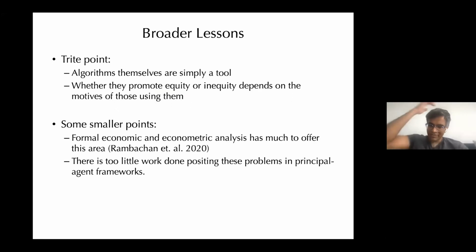So let me conclude these three stories by talking about a few broader lessons. The trite point I want to make that underlies all of these is that algorithms themselves are simply a tool. Whether they promote equity or inequity depends on the motives of those using them. And I hope that's the image: it can go very bad, as you saw in the racial bias healthcare algorithm. That is 100 million patients who are really screwed at scale. It's not a good situation, but it could also go very well, as you saw in the last thing. It's really about the motives and the care with which people approach these problems.